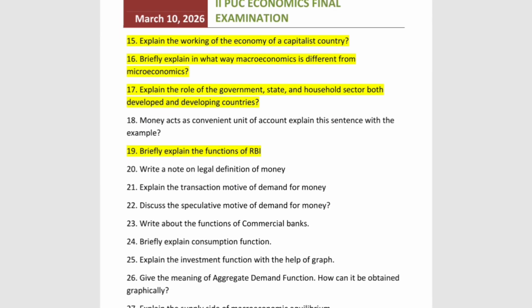The next question I have taken is from money and banking: money acts as a convenient unit of account, explain this sentence with example. The next question is: explain the functions of RBI. The next question is: write a note on legal definition of money. Next, explain the transaction motive of demand for money. Discuss the speculation motive for demand for money. Write about functions of commercial banks.